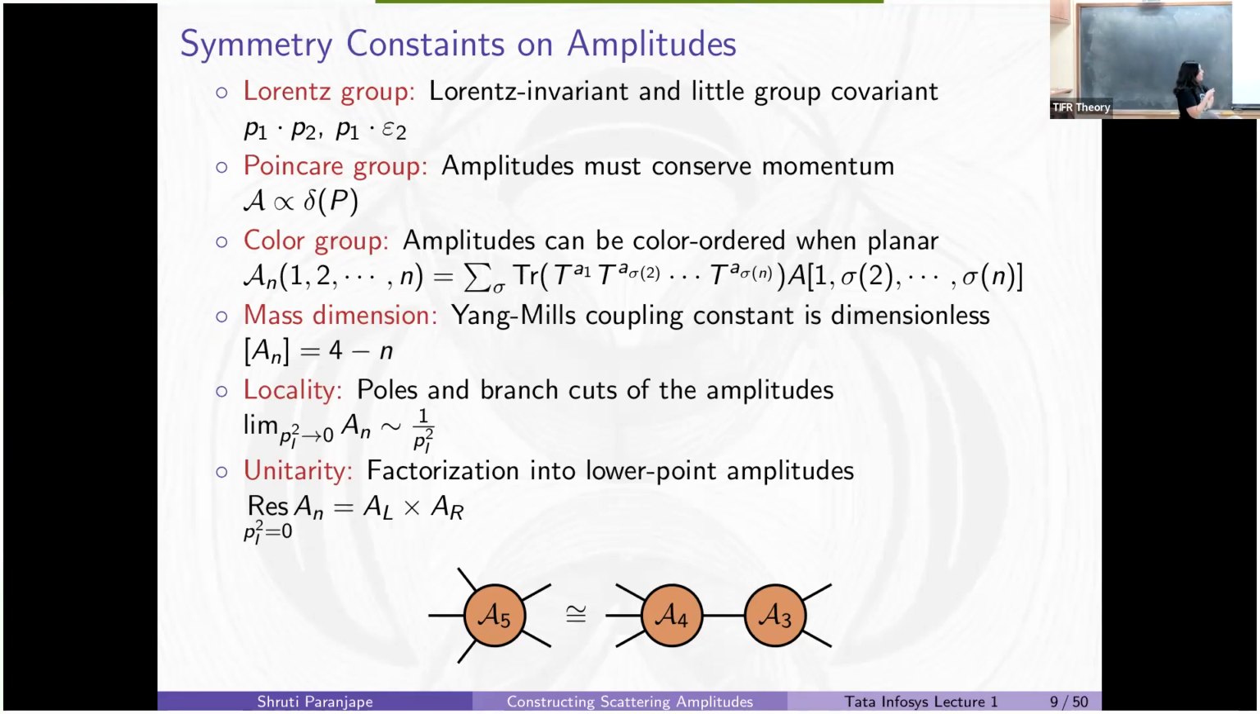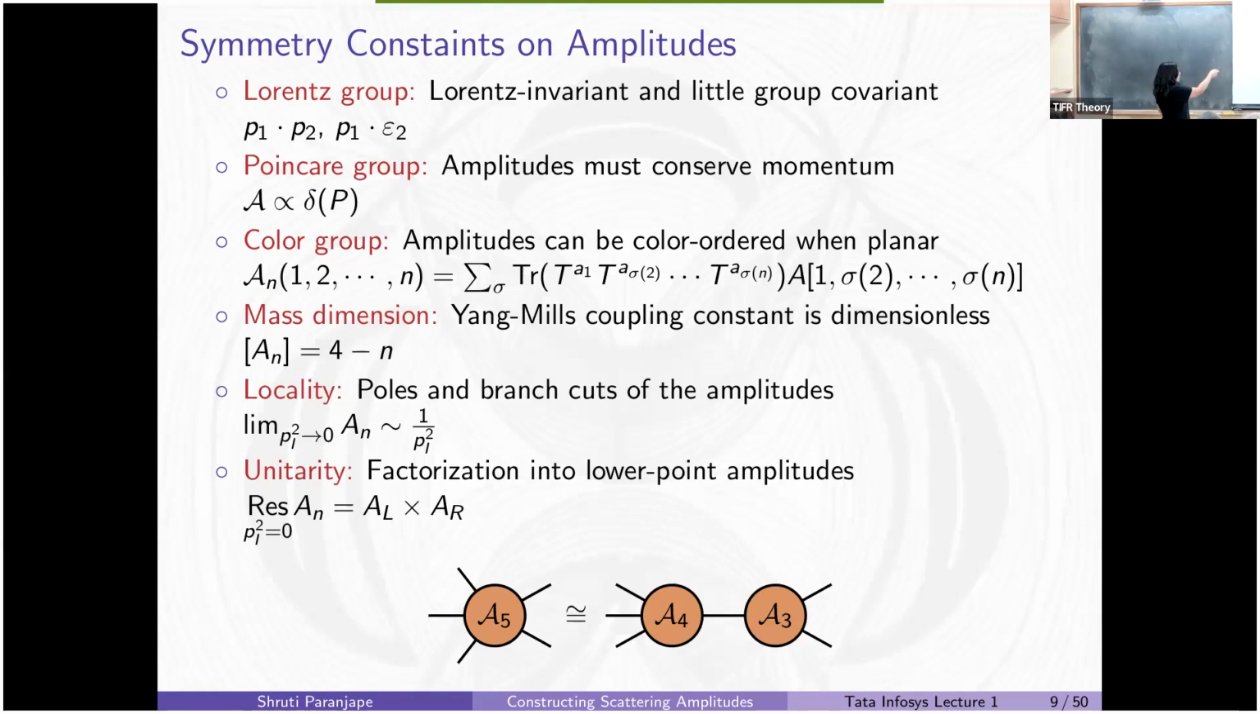Finally, we use the fact that it's actually Yang-Mills, not some random theory, by saying that the coupling constant is dimensionless. And so the actual kinematic part of my amplitude has mass dimension 4 minus n, which is just true of all amplitudes in 4 dimensions.